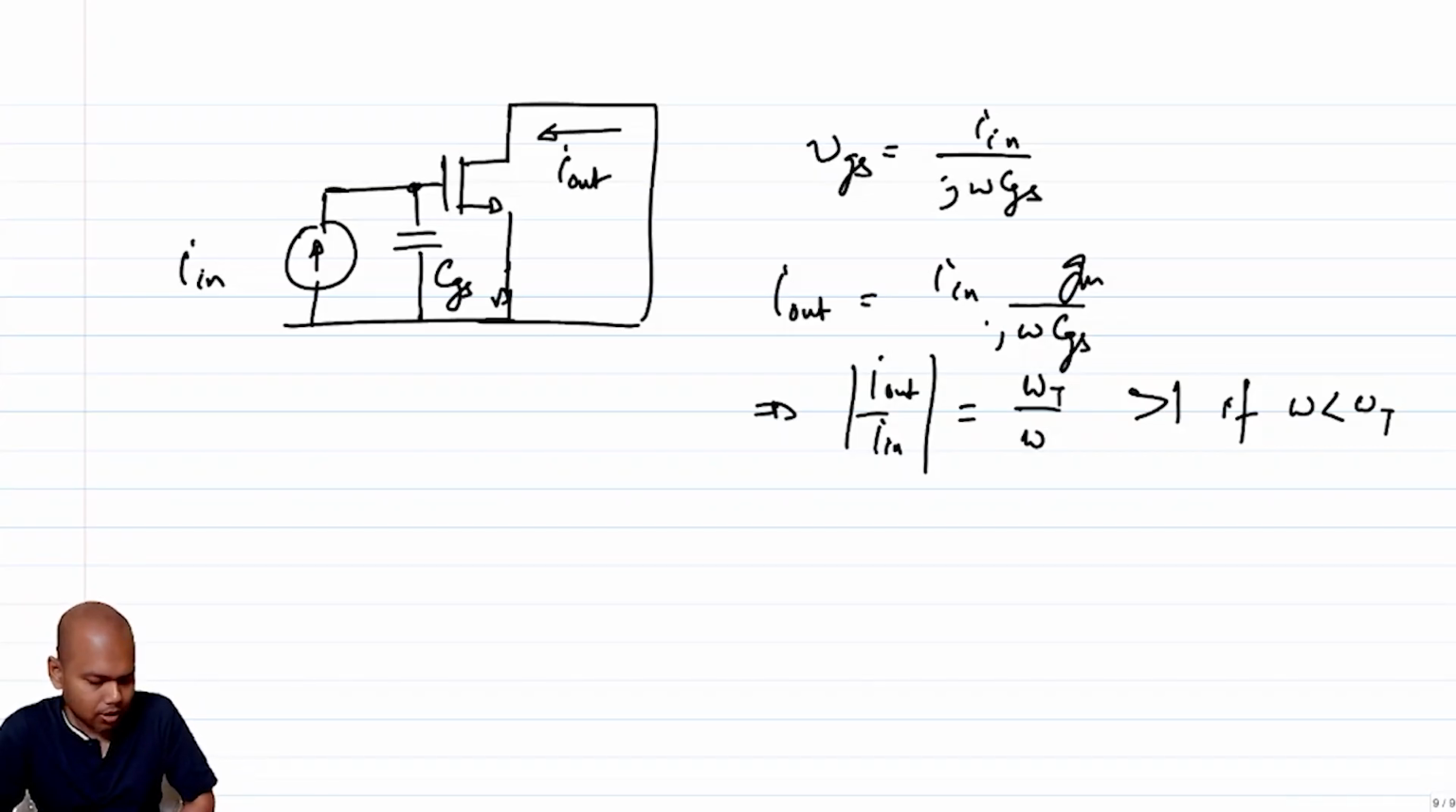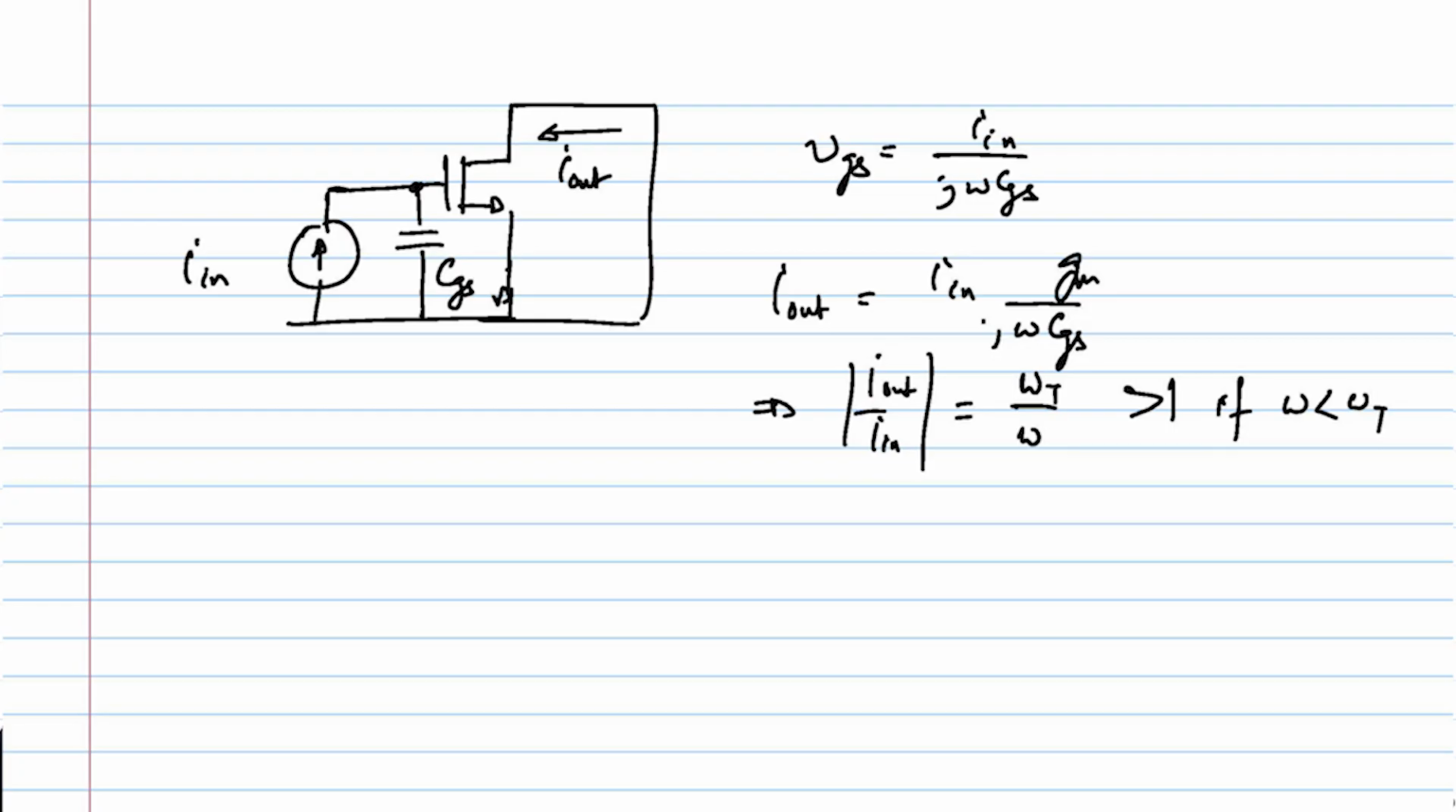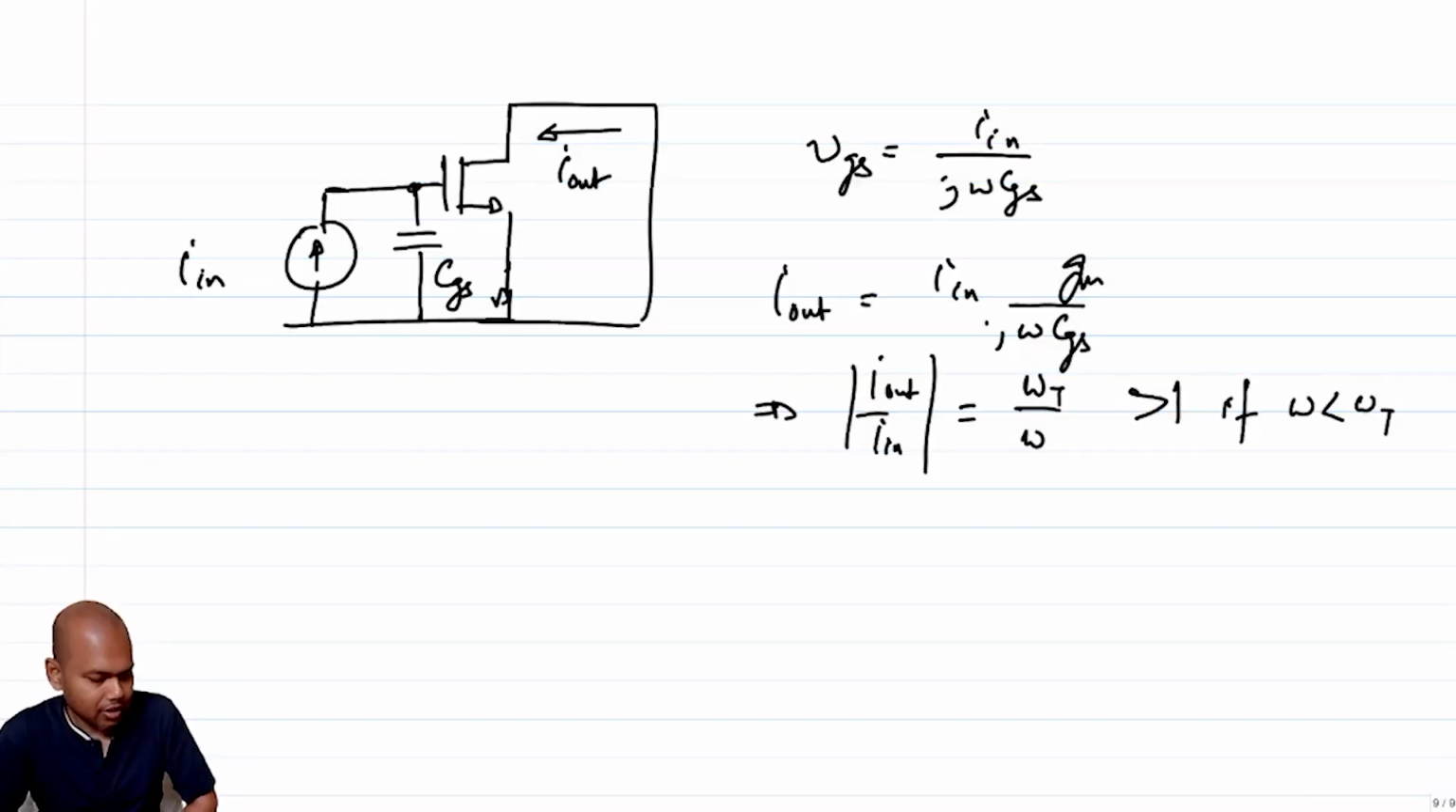Okay, so now the next step should be to try and understand what we need to do to ensure that this omega t, which seems to be a very important factor in the operation of a transistor, is as high as possible, right? So we'll stop here, and that will be the starting point for the next lecture.